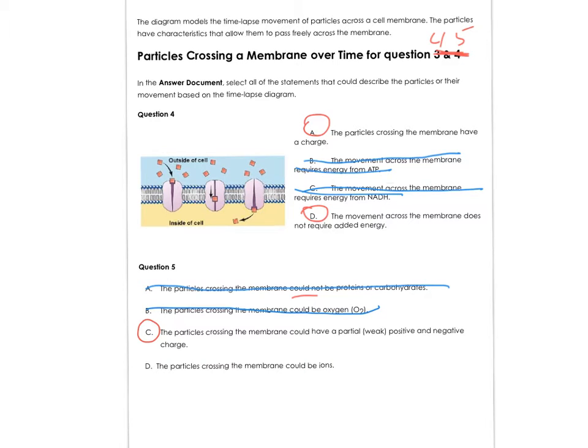Particles crossing the membrane could be ions. They could be completely charged. Absolutely, that would explain why they need a protein to cross. So it's C and D, the two possible answers there. Let's go to this one.